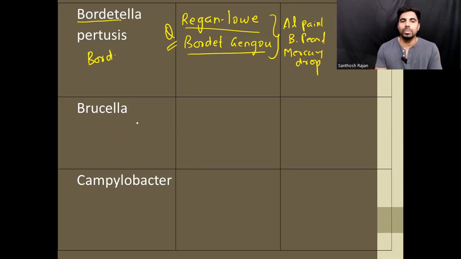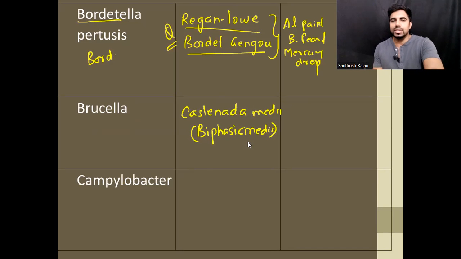Now Brucella story, I'm not going to make you crazy because one important thing. For Brucella, what is the media name? That is the Castaneda media. This is basically biphasic media. For any blood culture, you can use biphasic media. I'll show you the picture.